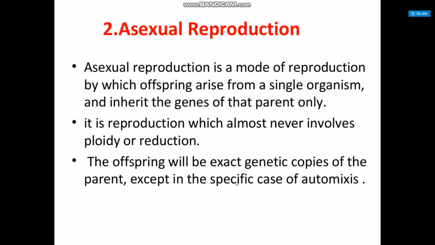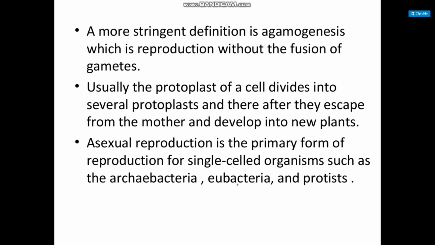The second process found in algae is asexual reproduction. Asexual reproduction is a mode of reproduction by which offspring arise from a single organism and inherit the genes of that parent only. It is a reproduction which almost never involves ploidy changes and reduction. The offspring will be exact genetic copies of the parent, except in the specific case of automixis. A more stringent definition is agamogenesis, which is reproduction without the fusion of gametes.